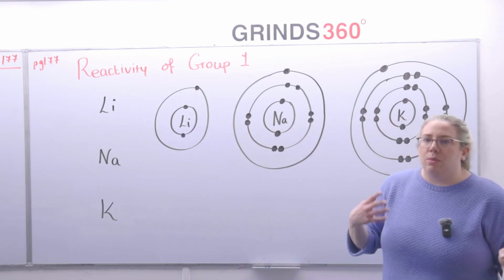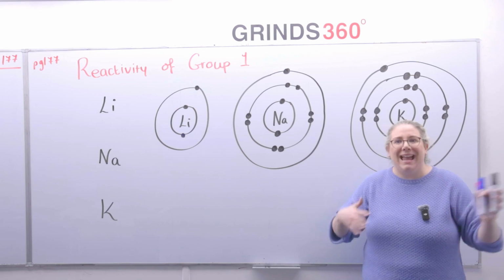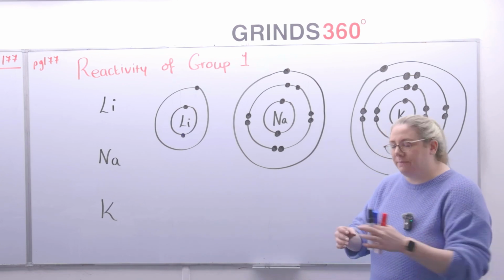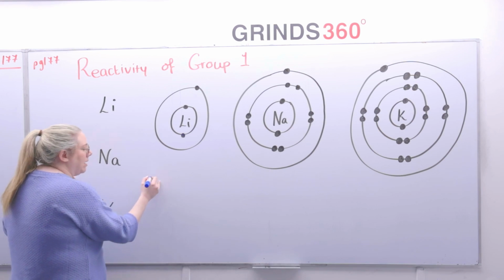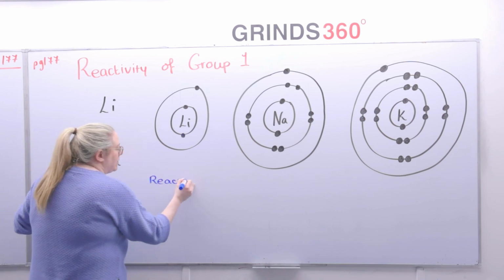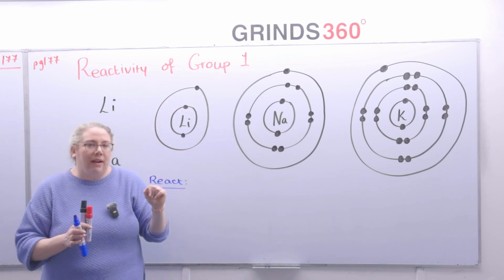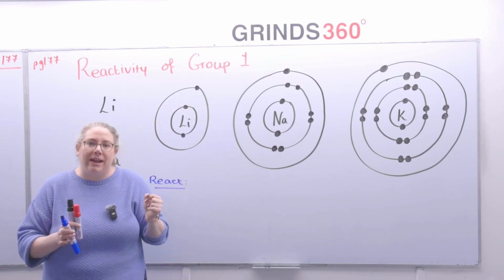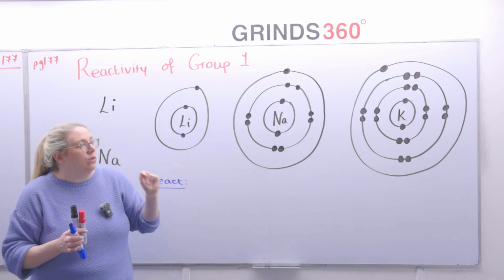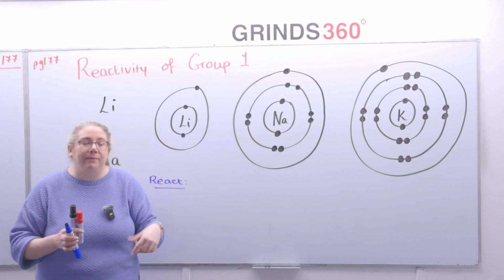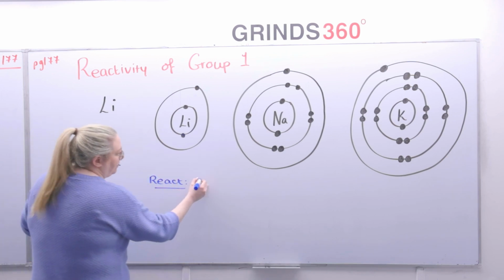Well, first of all, it would be a good idea to ask yourself, how do Group 1 elements form bonds? How do they actually react? So they are metals. They have one electron in their outer energy level. How do they get to a stable outer octet? They lose an electron. So all of the metals in Group 1 will react by losing one electron.